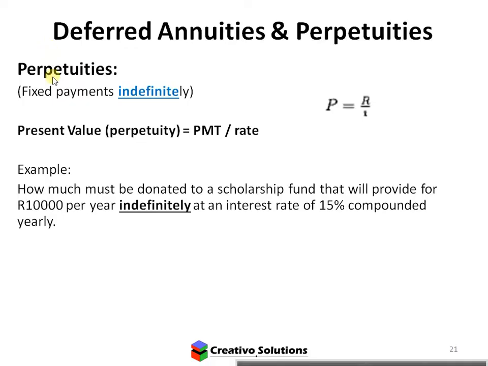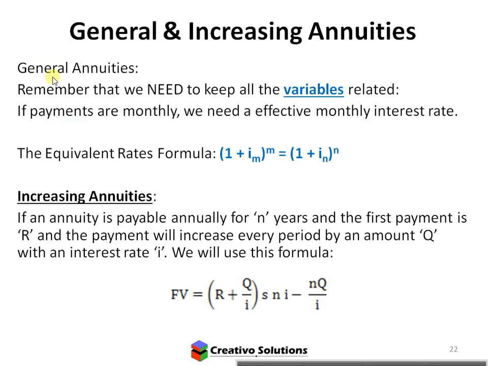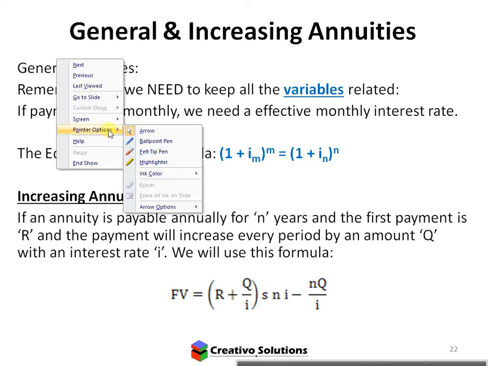Is that right? Okay. Right. And then the last bit in terms of the annuity is this. General and increasing. Okay. So general annuities is what we've looked at so far.